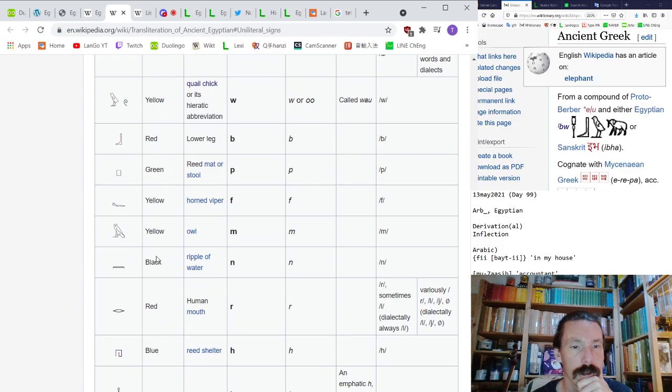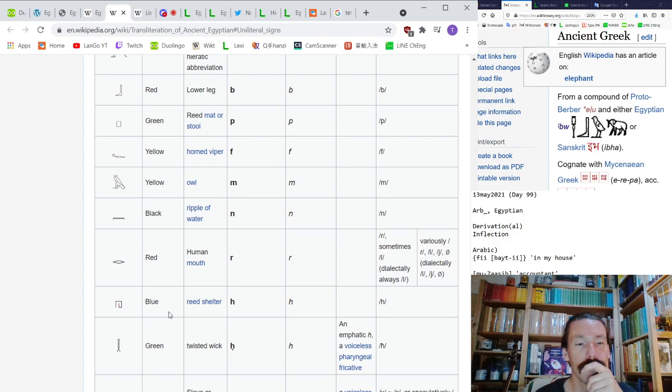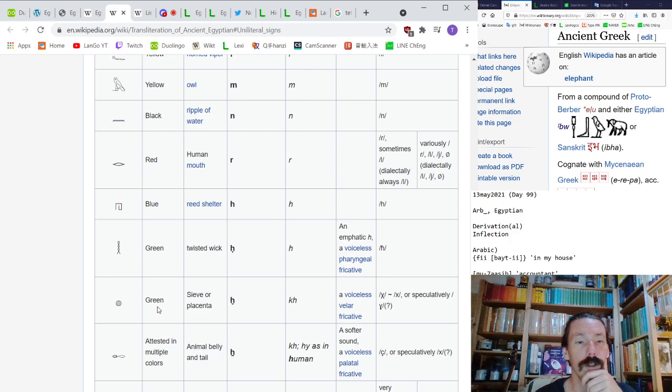Ripple of water, black. Interesting. Human mouth, red. Reed shelter. Blue. Well, for the water being black, think of Homer and the wine-dark sea. In the ancient world, they perceived color a little differently. I'm going to refuse to think of Homer. Okay. Homer is Bart. Good point.